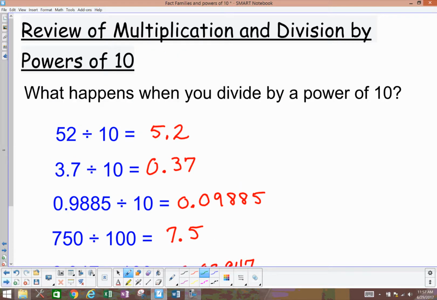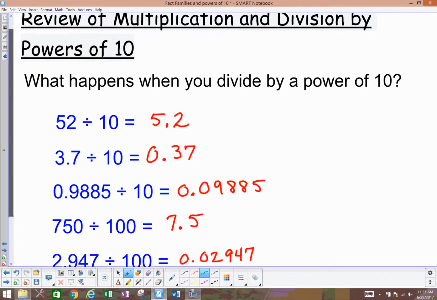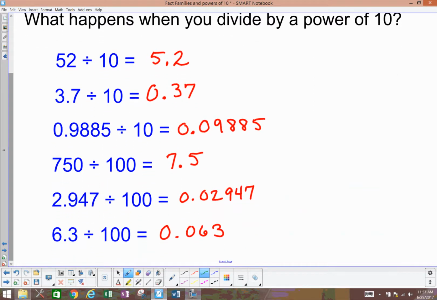Okay, how does that change when we're looking at division? Well, when we're looking at division, instead of moving back, we move our decimal forward using the shortcut. So if I'm dividing by 10 to the power 1, I'm going to move 1 place, but I'm moving it forward. So 3.7 divided by 10, that's 10 to the power 1, so I'm moving it 1 space forward.